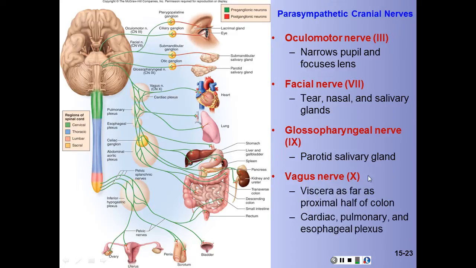The final cranial nerve, number 10, is our vagus nerve. This nerve carries about 90% of all parasympathetic preganglionic fibers. It travels down the neck and forms 3 networks in the mediastinum of the chest. The cardiac plexus supplies fibers to the heart. So here's our cardiac plexus. It's going to supply these fibers to our heart. The pulmonary plexus extends fibers that are going to supply the bronchi and the blood vessels of the lungs. The esophageal plexus supplies fibers that are going to regulate swallowing.